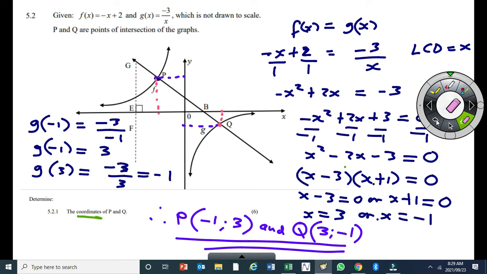Any question there? So this whole question is just testing your knowledge of the fact that if two graphs intersect, it means that their x and y values are equal at that point. So you equate their equations, then you simplify and solve. And your knowledge of linear equations is required, quadratic equations is also required.